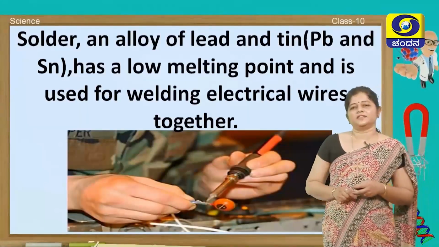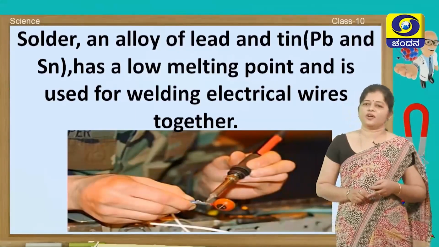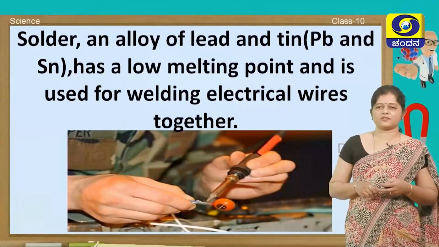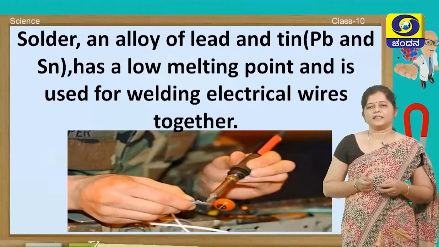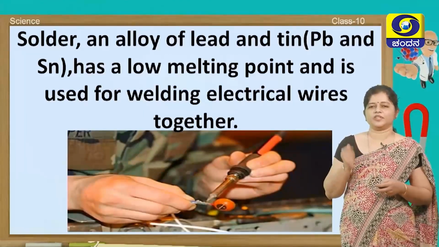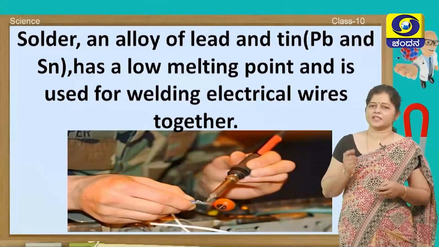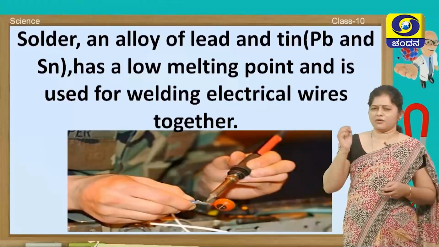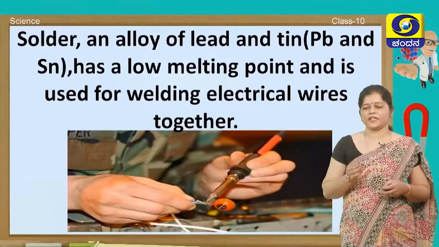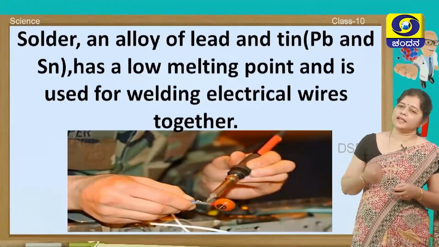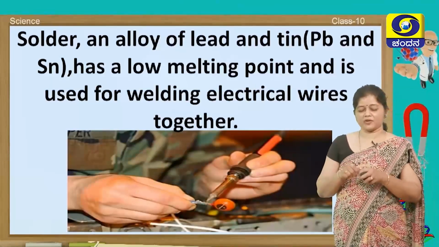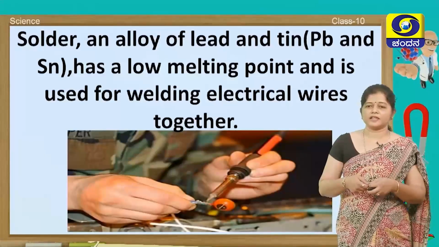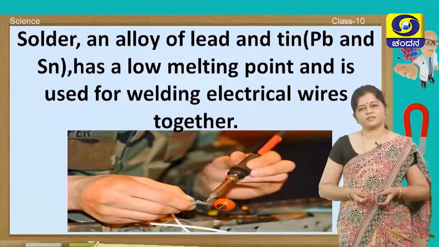And another alloy is solder. All of you have seen soldering. So, it is an alloy of lead and tin, a mixture of lead and tin. It has a very low melting point, and this is used to weld electrical wires together. So, when you have to connect two electrical wires together, they use solder.